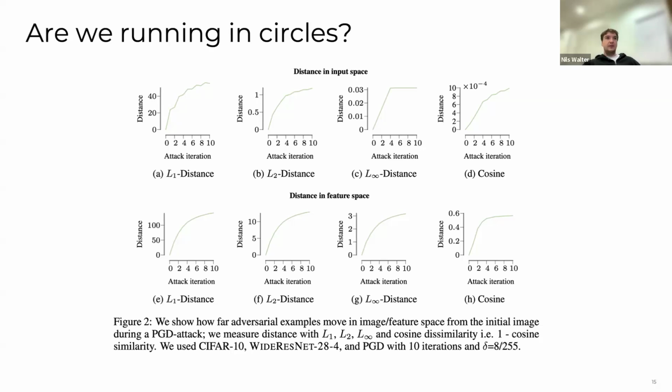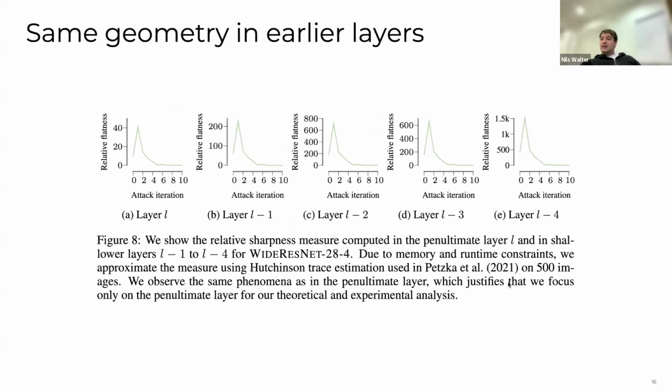Just a side note. Okay, then next we checked how it looks in earlier layers, and I would argue this looks exactly the same. So we don't only measure in the penultimate layer, but also in layers before, where we cannot compute it analytically anymore, but there's still a sufficiently strong approximation. And what you see is that all that changes in these earlier layers is just the magnitude, but the general shape stays the same. So it really justifies that it's sufficient to look at this penultimate layer.